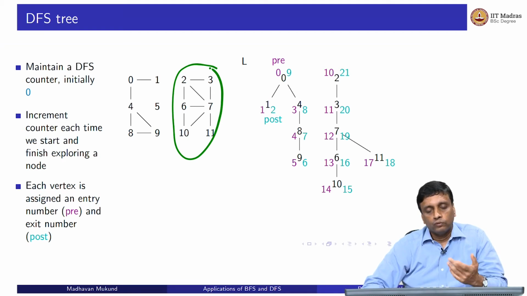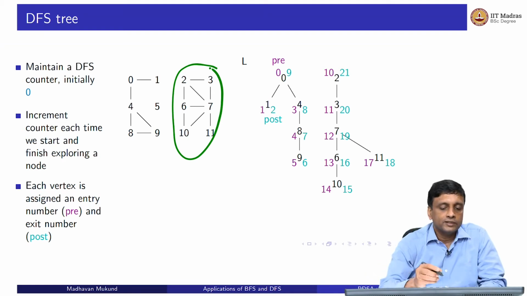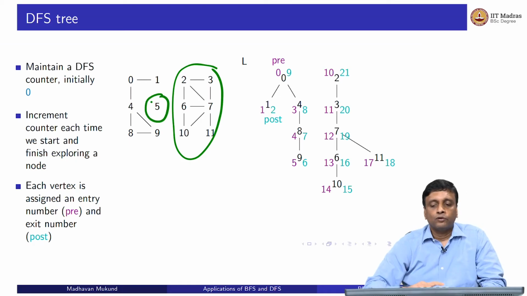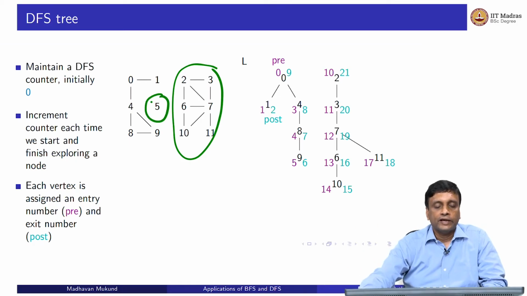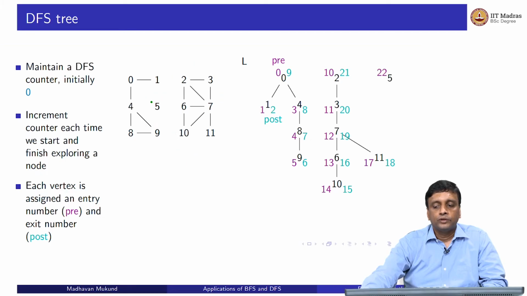Now I have to again look for the smallest unmarked vertex, which is actually 5. So I have to look at it and continue in the sequence. So 5 will now start at step 22. So I start at step 22, right, and then I come back at step 23 because that's it. And now there are no unmarked vertices and I'll stop.